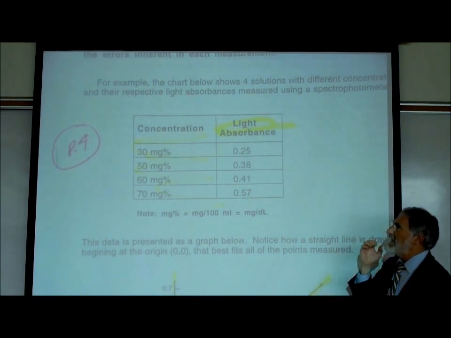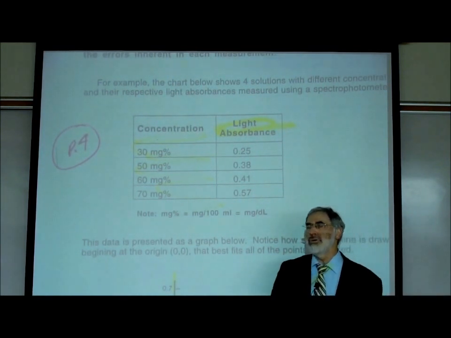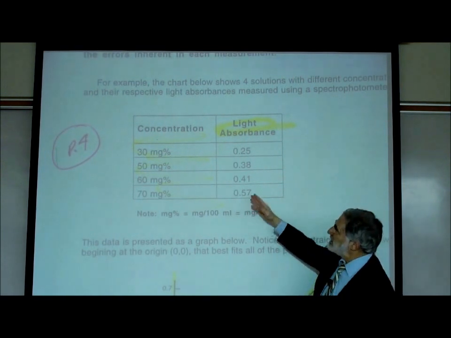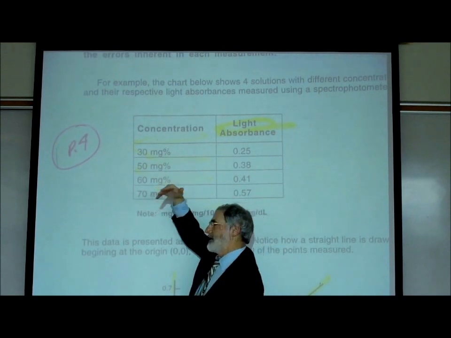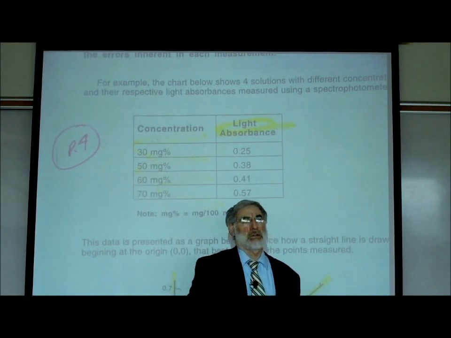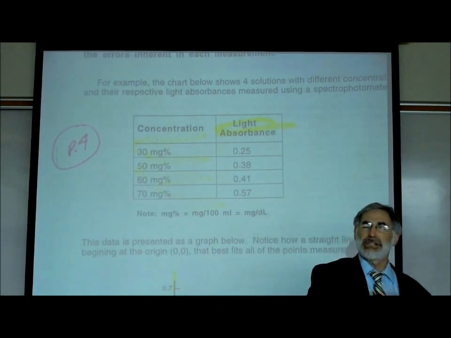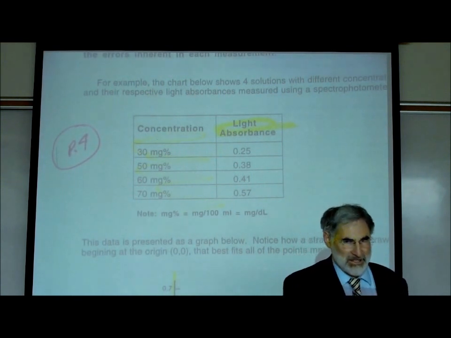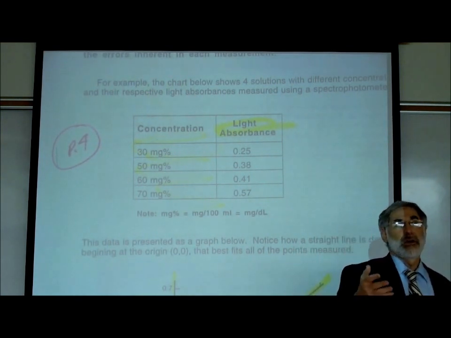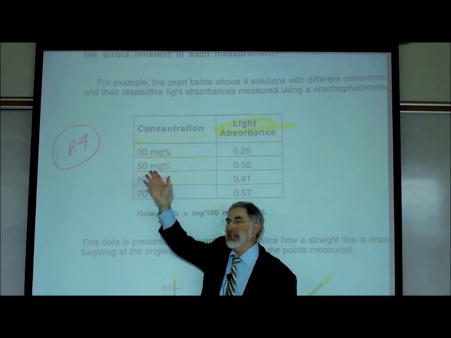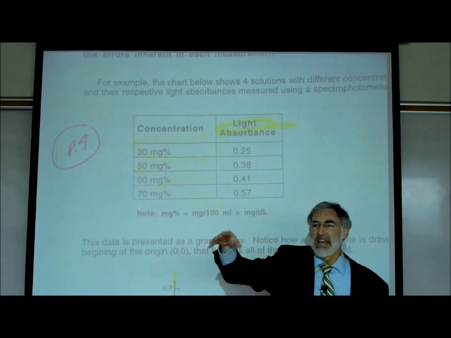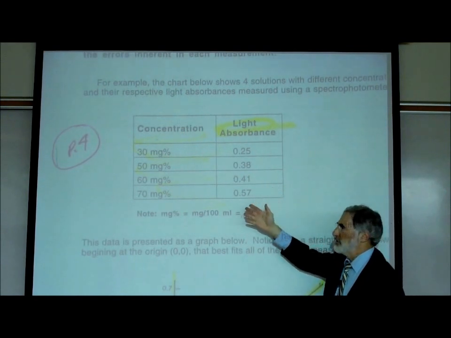So what they do is they prepare what are called known solutions. In this example on page 4, imagine we prepared a 30 milligrams percent glucose solution. Now you should understand what the unit milligram percent means. It means milligrams per 100 milliliters. So if we put 30 milligrams of glucose in 100 milliliters of water, that's a 30 milligrams percent glucose solution.